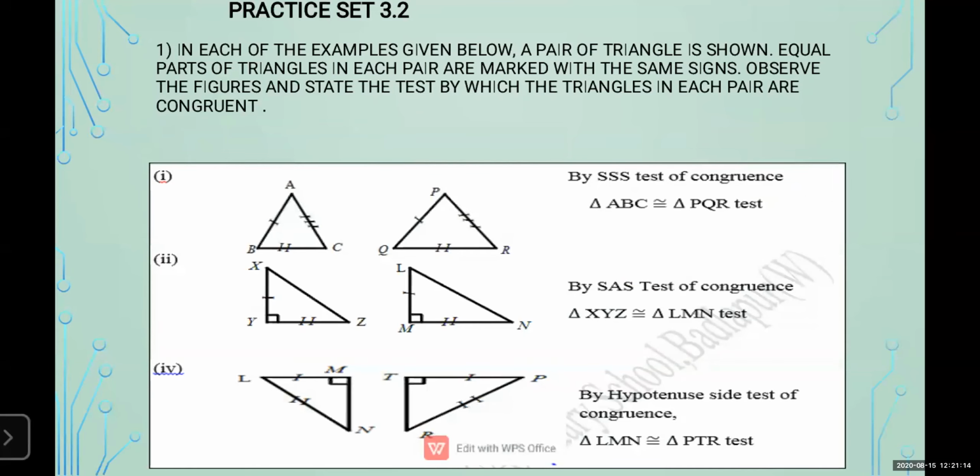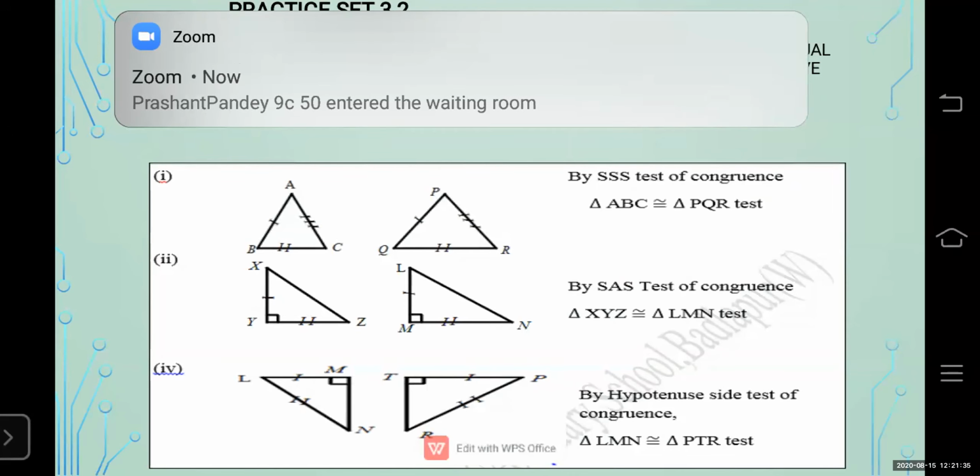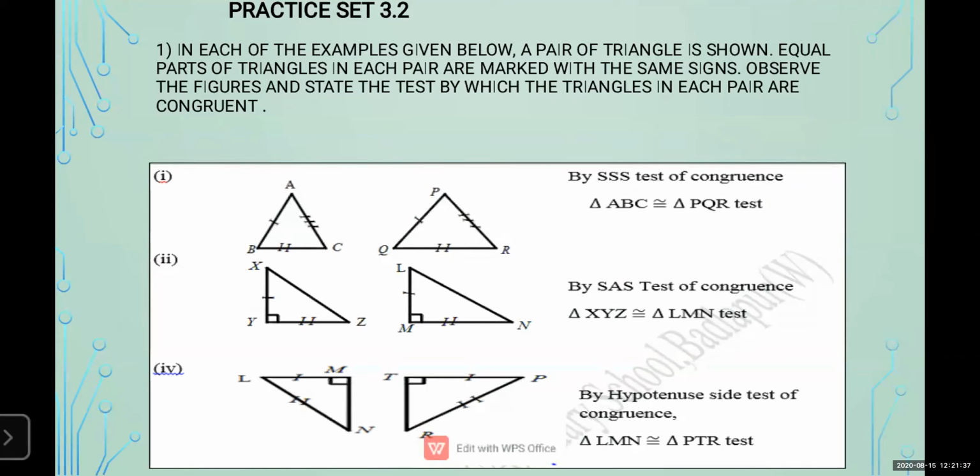Here, practice set 3.2. In each of the examples given below, a pair of triangles is shown. Equal parts of the triangles in each pair are marked with the same sign. Observe the figure and state the test by which the triangles in each pair are congruent. Okay.